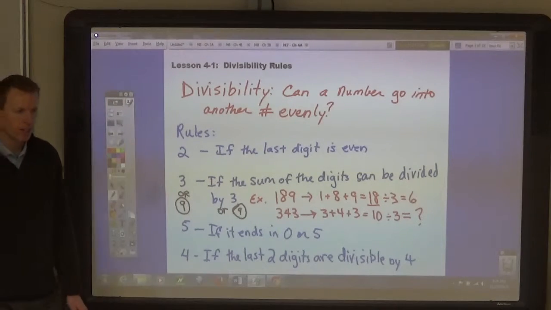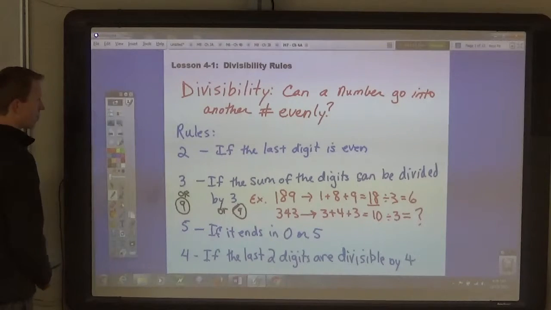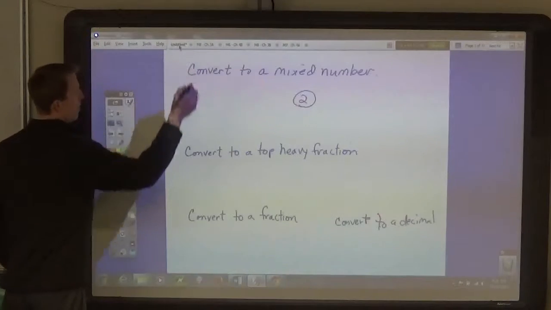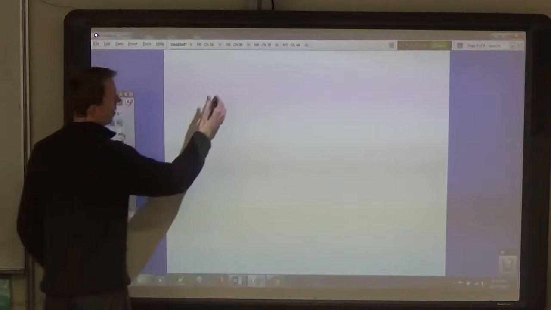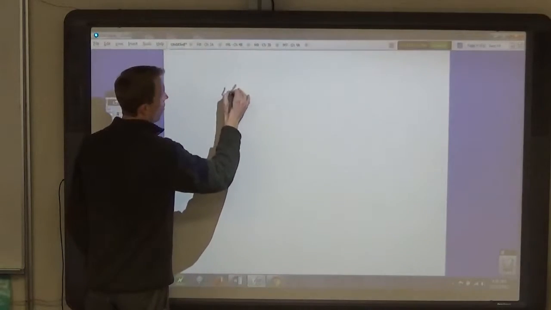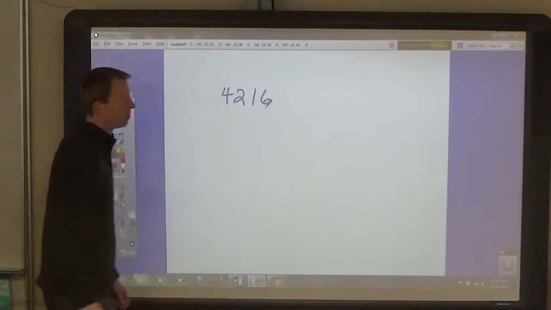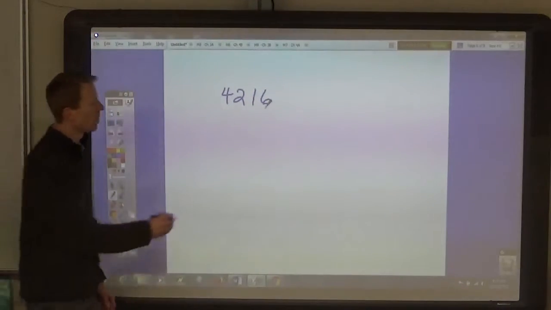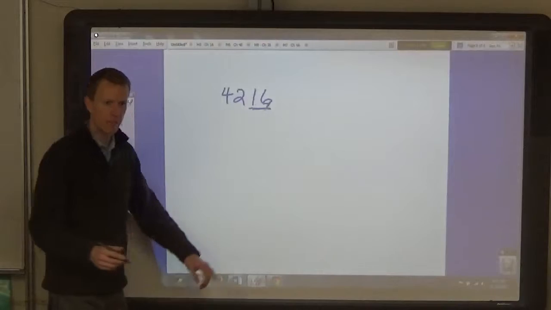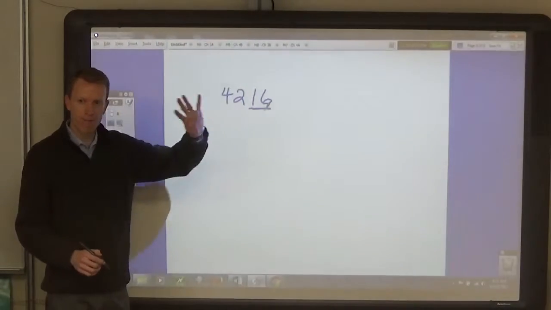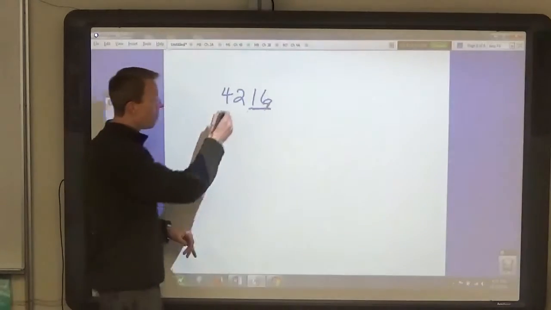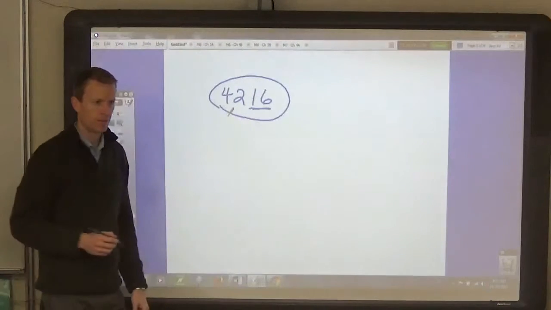Okay? So if you take a number like 4,216, if you look at the last 2 numbers, if those 2 numbers are divisible by 4, then this number is divisible by 4. Okay?